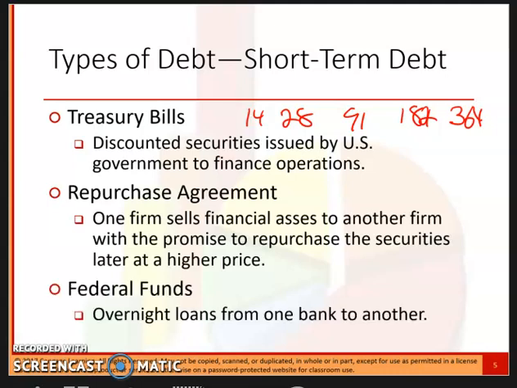Federal funds are overnight loans from one bank to another. The Fed funds rate is set by the Federal Reserve Bank. It is one of their tools for controlling monetary policy. If they want to slow down the economy, they will raise the rate. If they want to speed up the economy or increase economic activity, they will reduce the rate. The Fed funds rate, I don't know exactly what it is right now, but it is very, very low right now.